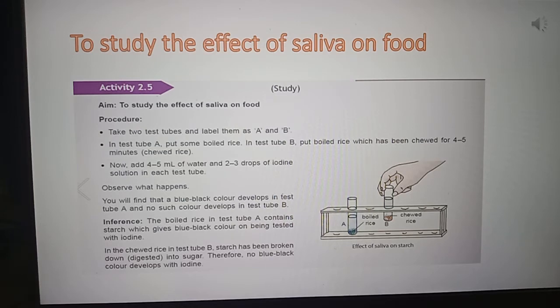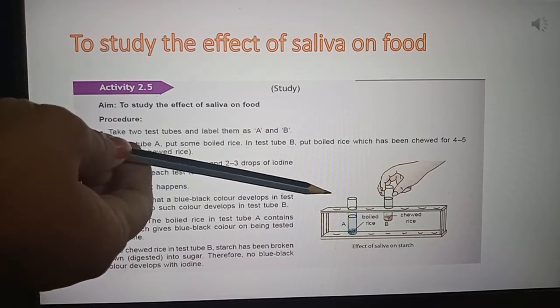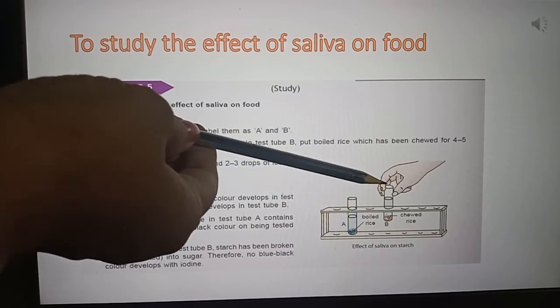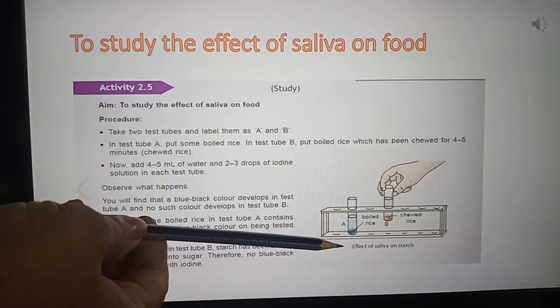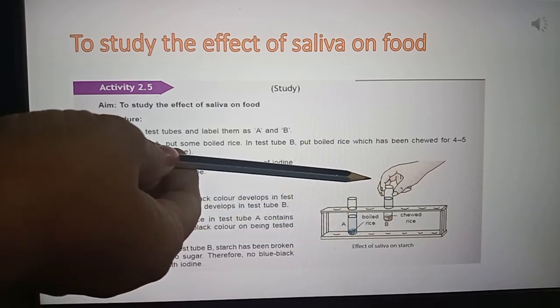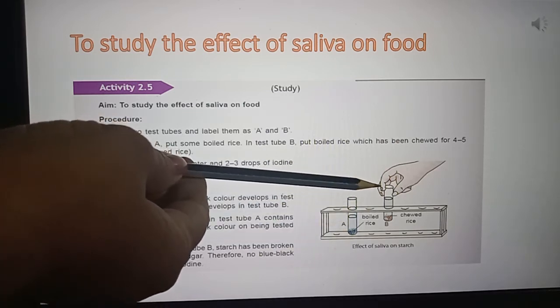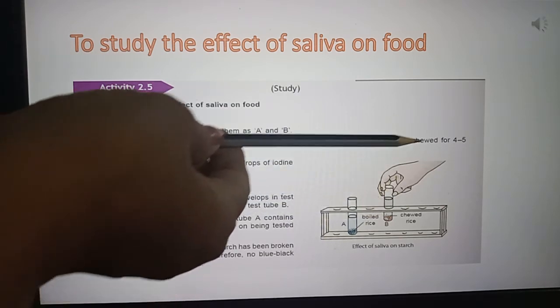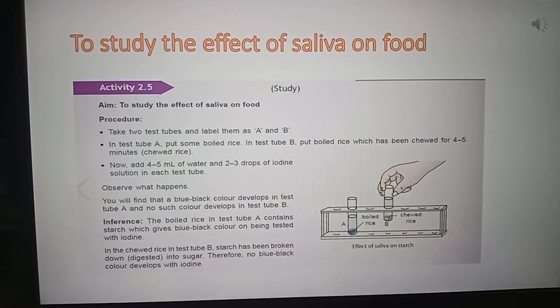Now the procedure which you have to apply over here is, firstly you have to take 2 test tubes. You can see over here the 2 test tubes you are taking. One is test tube A, the other is test tube B. In test tube A you are putting some boiled rice. In test tube B you are putting boiled rice which has been chewed for about 4 to 5 minutes. You have chewed the rice and that rice is being put in test tube B.